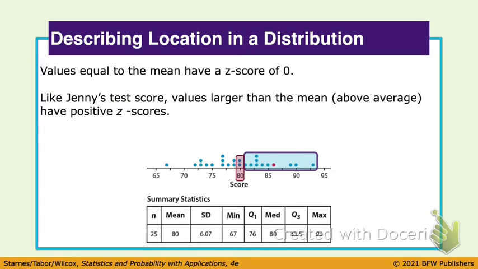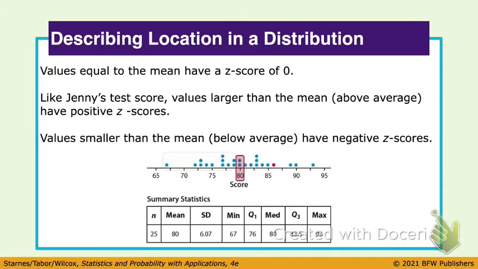And then, of course, if we have a negative z-score, that means that we had a value that was below average. So when we did our value minus mean, we get a negative number, and that gives us a negative z-score.